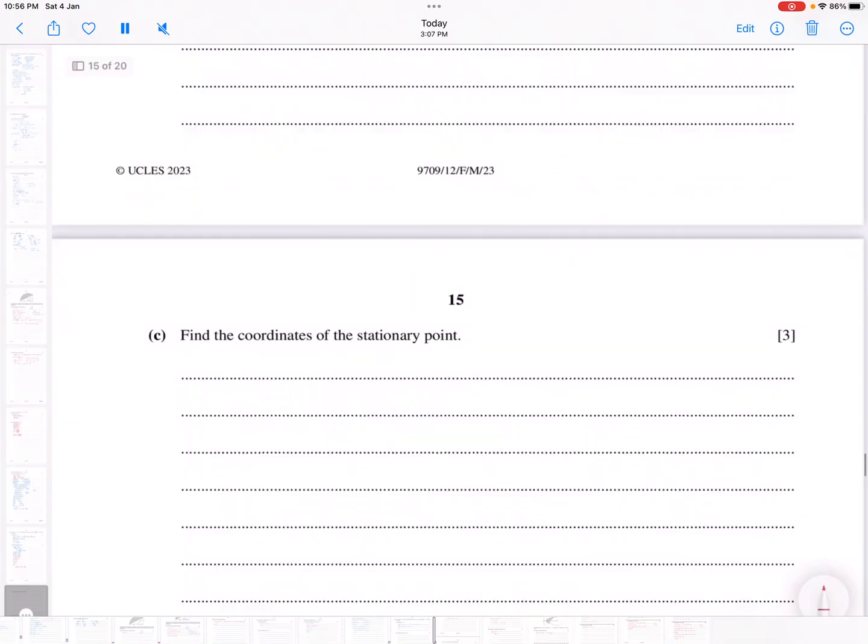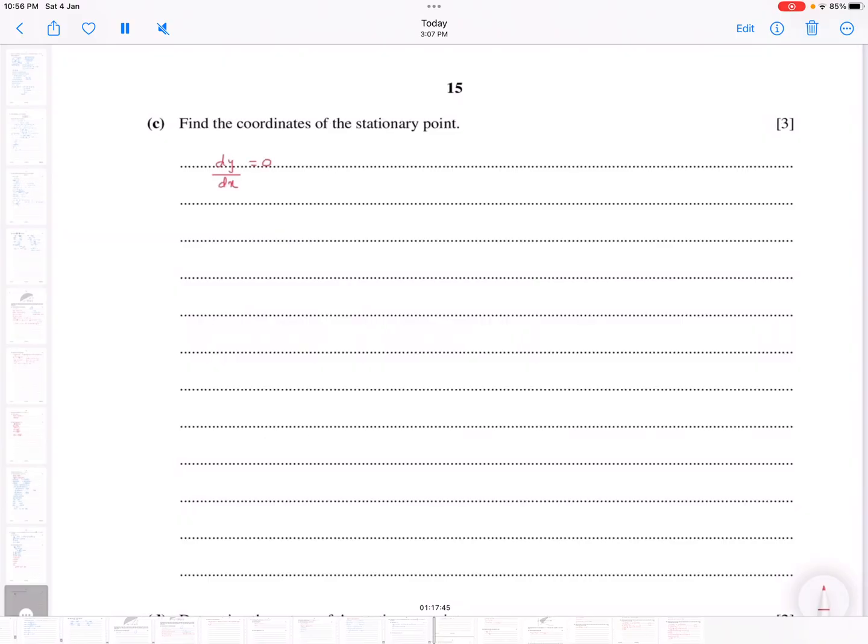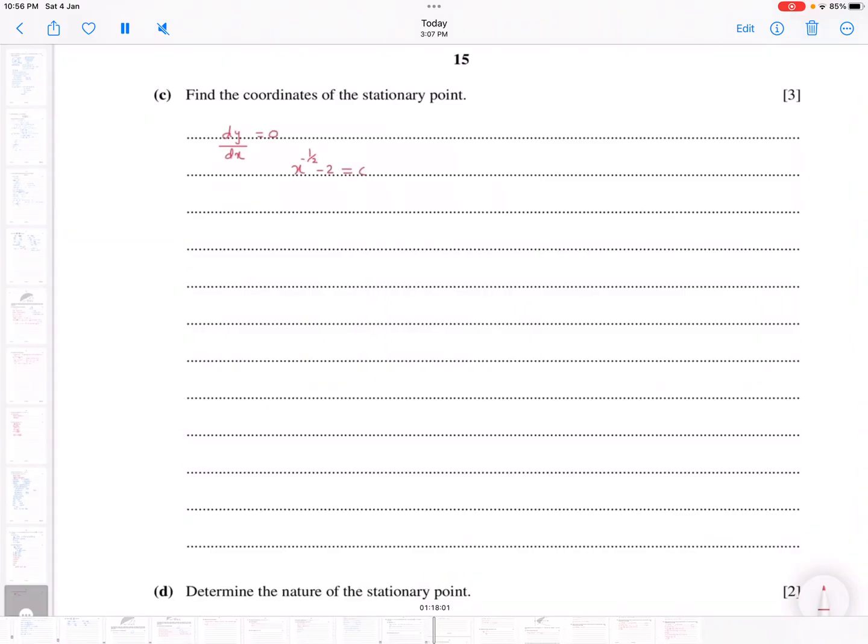Find the coordinates of the stationary point. At a stationary point, dy by dx is always 0. So equate dy by dx, which is given, to 0, and now simplify it.